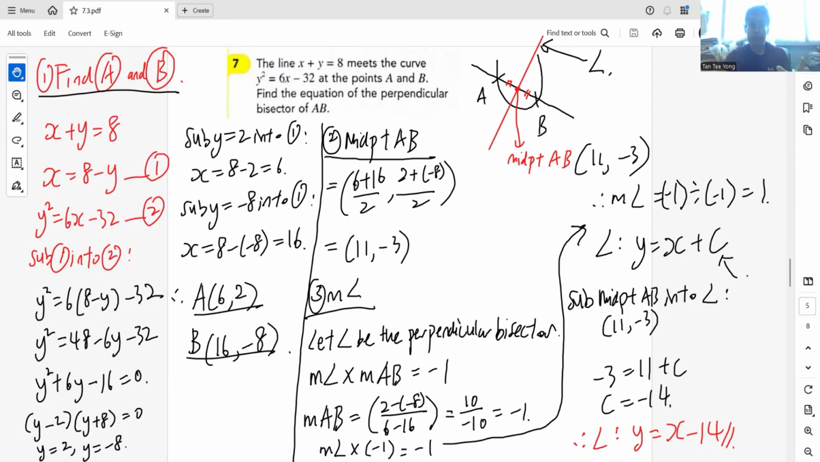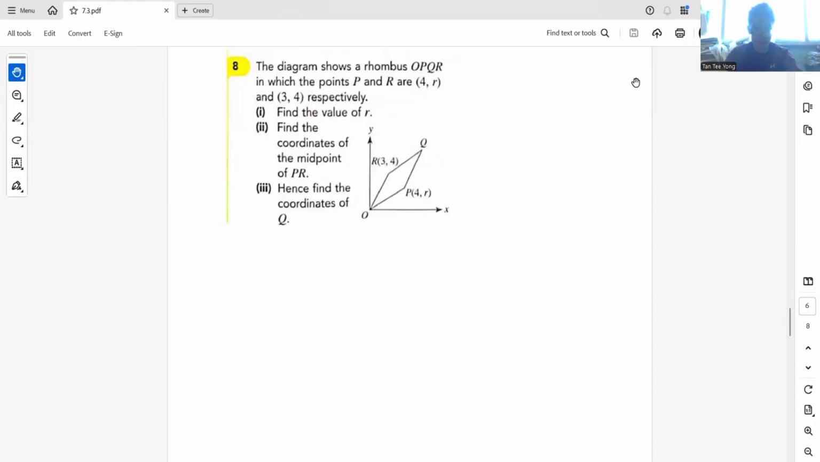So basically, what is different about question 6 and 7 is that in question 7, they didn't give us A and B. So we have to go through the hassle of doing simultaneous equations to find A and B. This is the only difference between question 6 and 7. Okay, so that's it for question 7. Let's go through question 8 together.